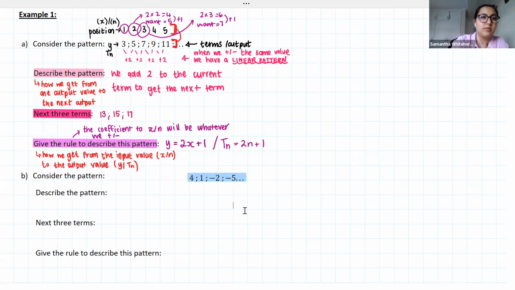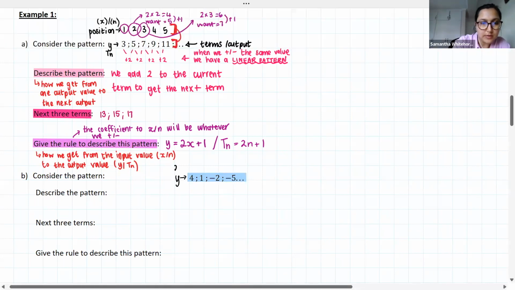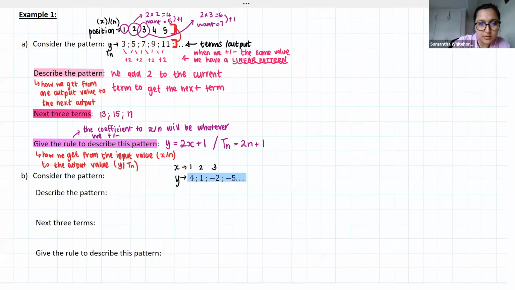All right, and guys, just remember that these are your output values. Your input values are their positions. So the first, the second, the third, the fourth, etc., etc. Right, I'm going to give you another minute.